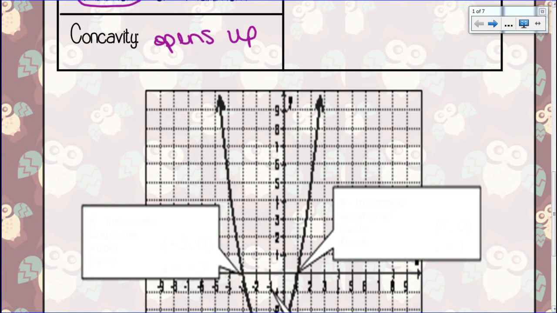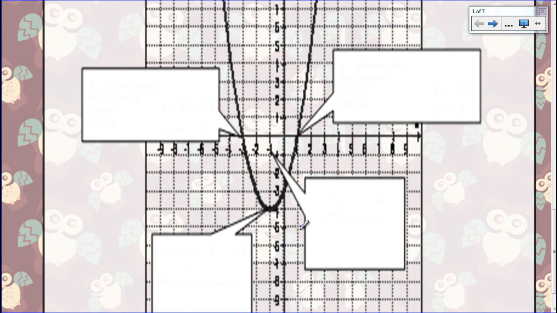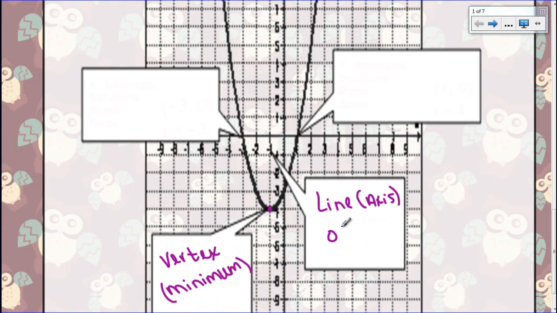And so now let's label some pieces just so that we'll have them. We know this point down here is the vertex. It is also, in this case, going to be a minimum. It could also be a maximum. We'll talk about that later. We know that this line right here that cuts it in half is called the line, or sometimes it's also called the axis of symmetry, because it's the line that cuts it in half.